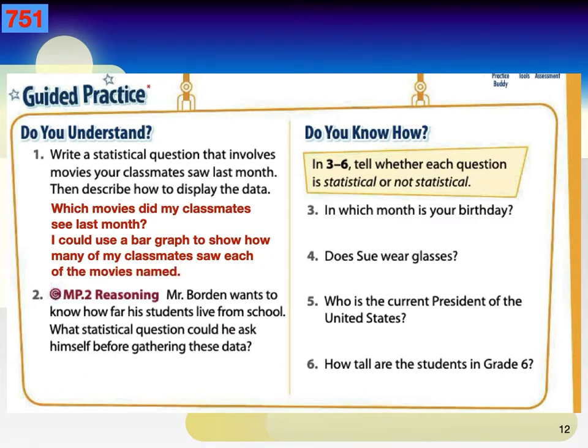Okay, question 2. Mr. Borden wants to know how far his students live from school. What statistical question could he ask himself before gathering this data? So how far do my students live from school? That would be the question that Mr. Borden will ask.